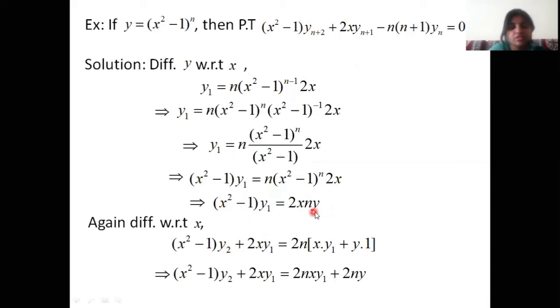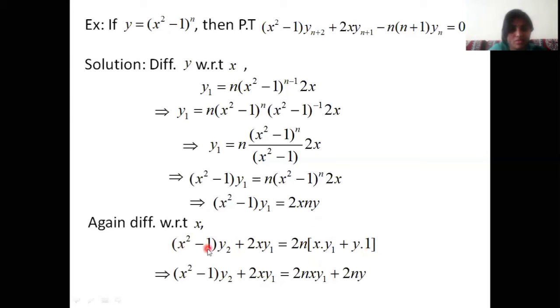When you differentiate this once again with respect to x, you need to use the product rule here. In the first term I've kept this silent and differentiated y1 so that I'll get y2, plus in the second term I have kept y1 silent and differentiated x² − 1, so that will be 2x. Equal to, here also I have used the product rule. There is x here, and y is also a function of x, so I have used the product rule for these two terms, and 2n is a constant, I kept that outside. So x into y1 plus y into the derivative of x, which is 1.